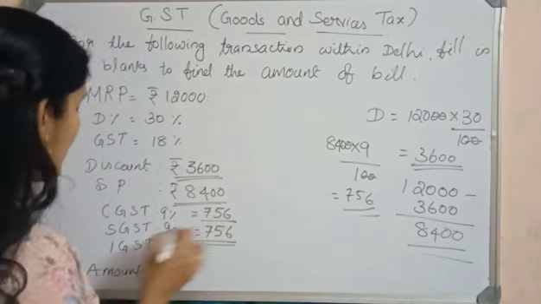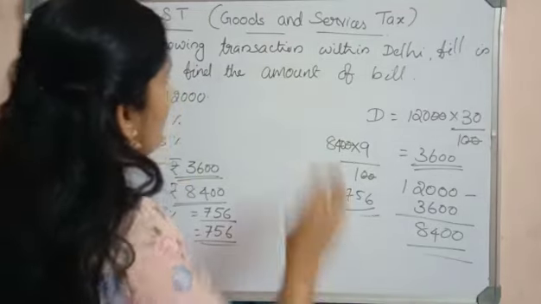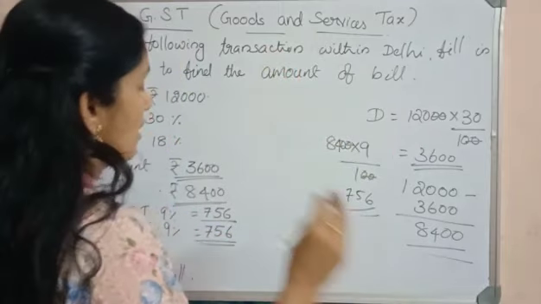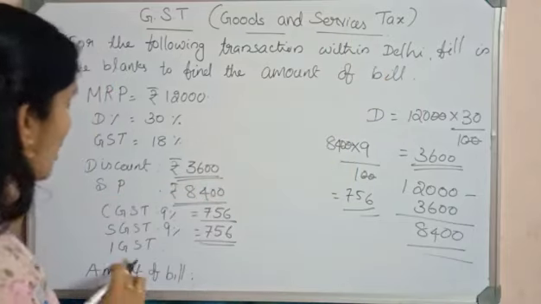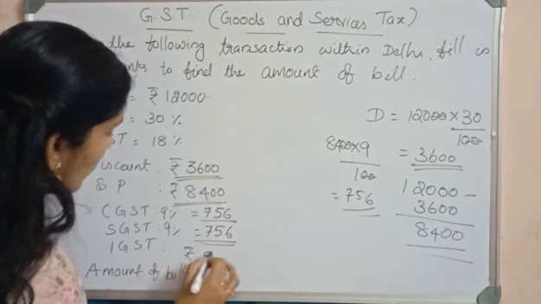Now, the next is the IGST. As we know, the IGST is calculated only when the transaction is taking place from one state to the other state. Here in this case, this is happening within the state itself. Therefore, the IGST is 0, rupees 0.